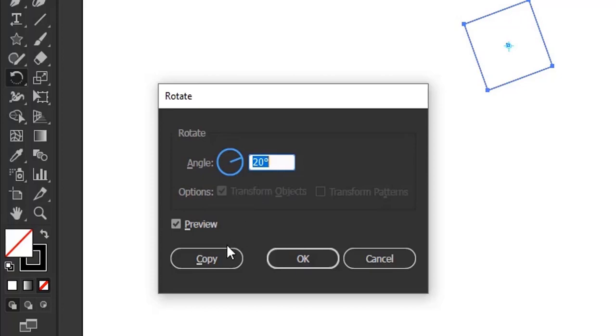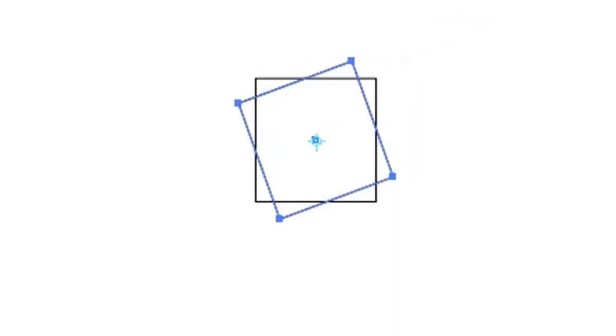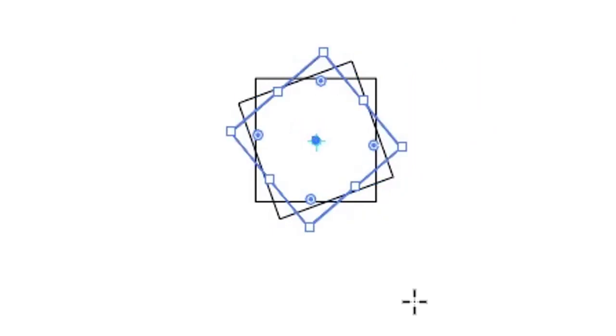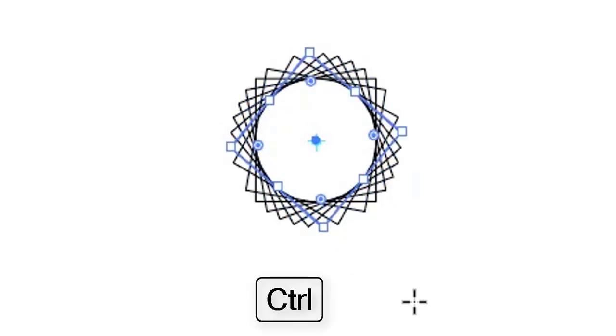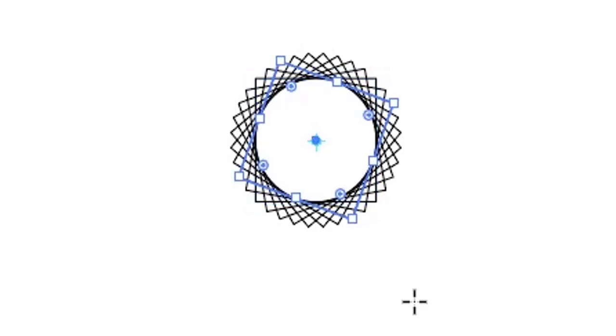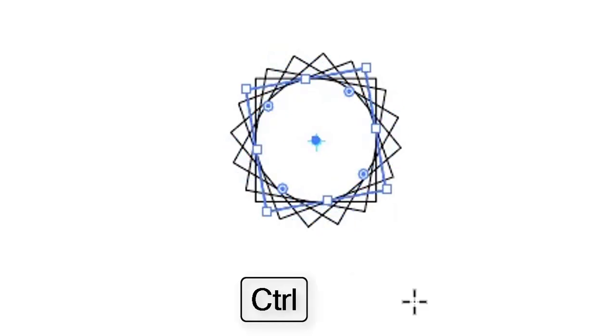If you like to make a copy, just click on Copy. To make another copy, press Ctrl plus D from the keyboard. To make many copies, hold the Ctrl key, then press D repeatedly. That means you tell Illustrator to make a new copy every 20 degrees. To go back, hold Ctrl, press Z. To go back many steps, hold the Ctrl key, press Z repeatedly.